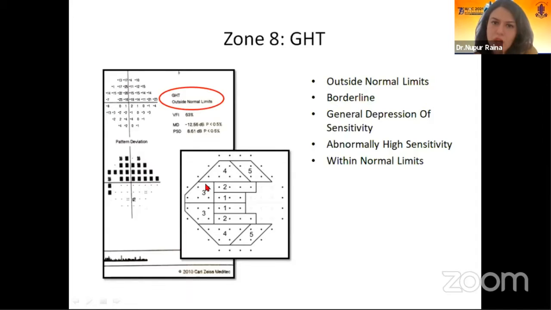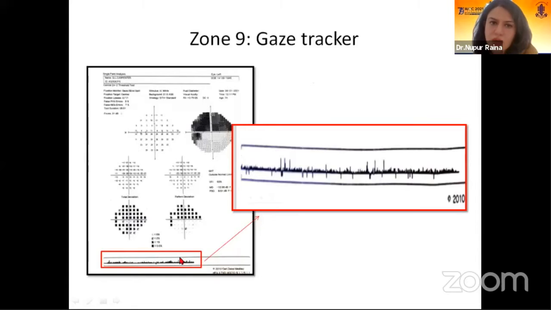Zone 8 covers the glaucoma hemifield test, which compares the superior and the inferior fields, and mirror image areas are compared. So this can be reported as outside normal limits, borderline, a general depression of sensitivity, abnormally high sensitivity, or within normal limits. The last zone, or zone 9, covers the gaze tracker. Here, the lines going upwards show us the amount of deviation that has occurred during the test, and the lines going downwards tell us about the times when fixation could not be monitored.